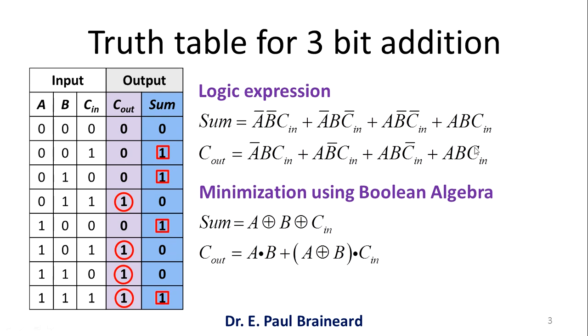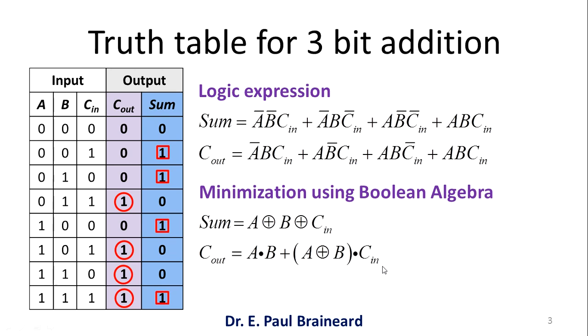Suppose if we build a circuit straightforward from here, it will have a large number of gates. So more number of gates means more number of transistors, more is the chip area. Well, in order to reduce chip size, we need to minimize these logic expressions using Boolean algebra. I am not showing all the procedure here. If you minimize, the expression for sum reduces to A XOR B XOR C in. Similarly, C out is A dot B plus A XOR B dot C in.